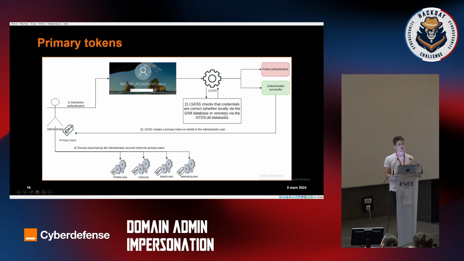To do so, it will rely either on the SAM database, which is local, or the NTDS database, which is remotely located on the DC, the domain controller. If it fails, well, you've got the logon failure. If it's a success, you will be able to obtain what is called a primary token. And I told you this primary token is your identity card. It specifies what you are able to do on a computer or what you're not able to do.